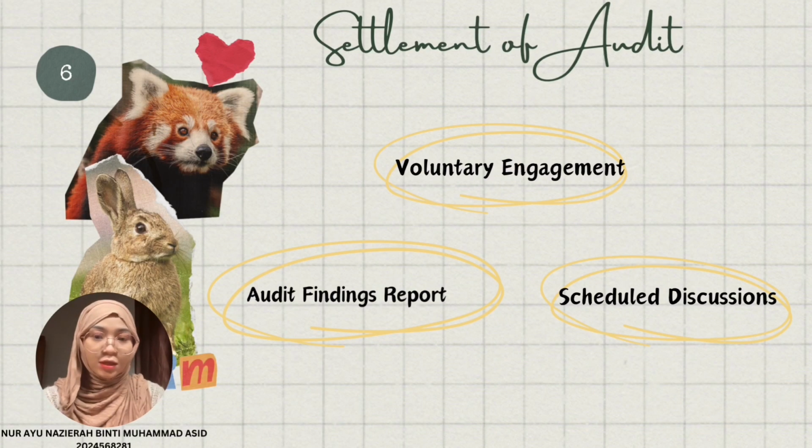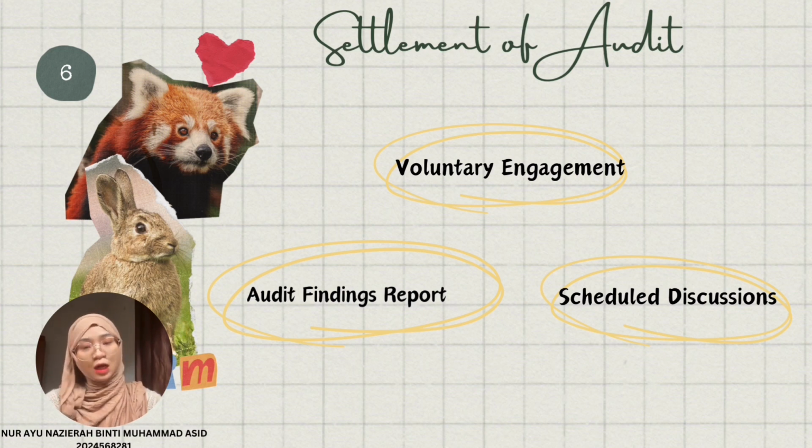Settlement of audit. Audit finding report. Following the conclusion of the audit process, an audit finding report is prepared by the audit officer. This report undergoes approval by the branch audit manager, ensuring accountability and accuracy in the findings presented.